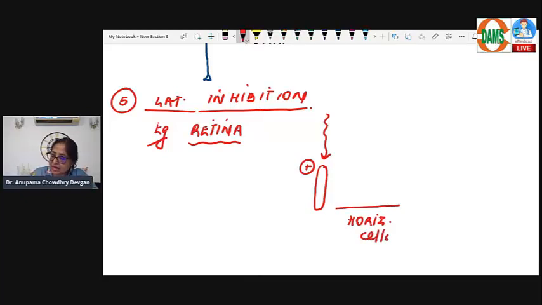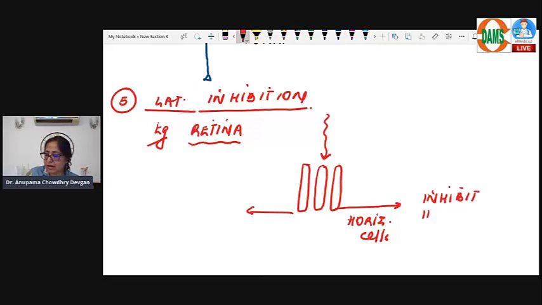this rod will inhibit the neighboring rods. When light falls on this group of rods here, via the horizontal cells, they inhibit the neighboring rods. That is known as lateral inhibition.